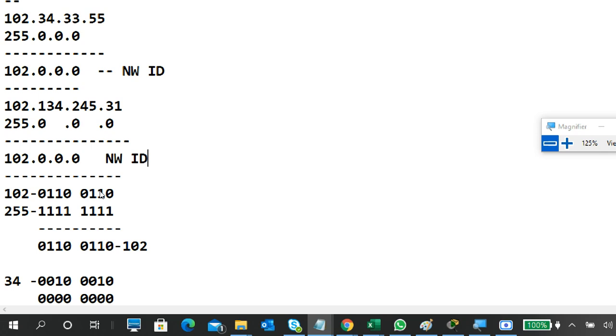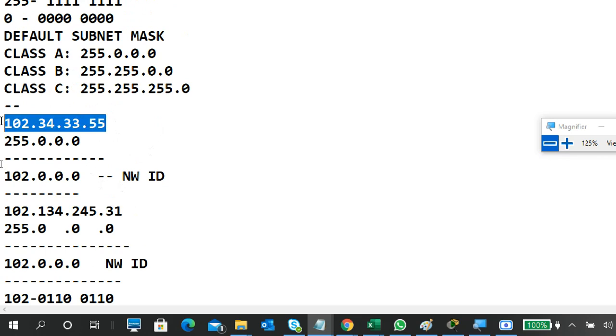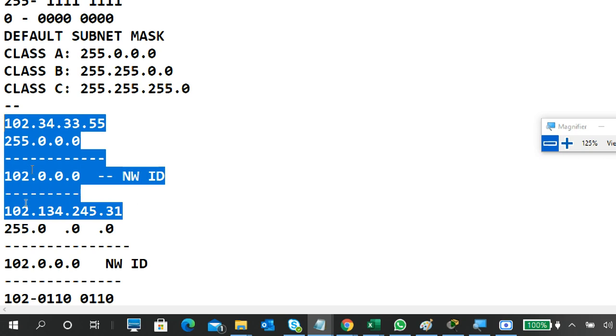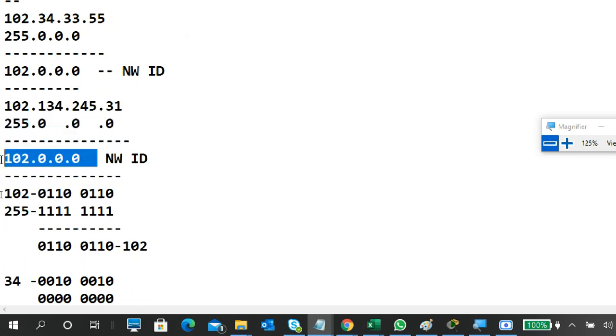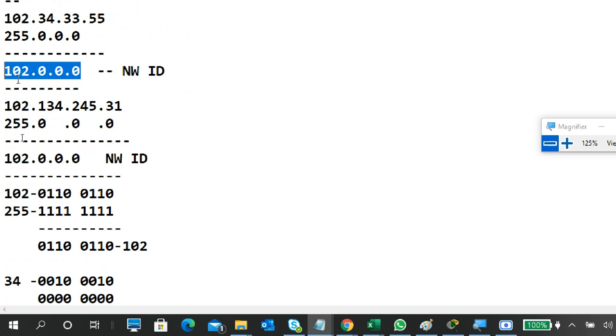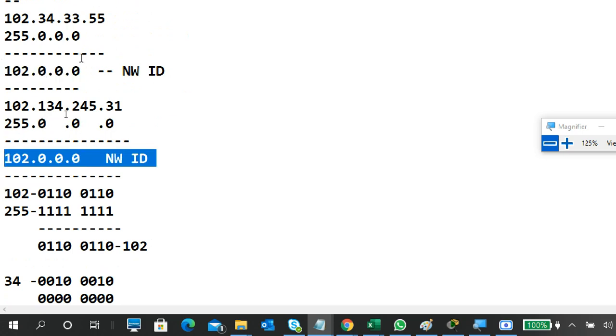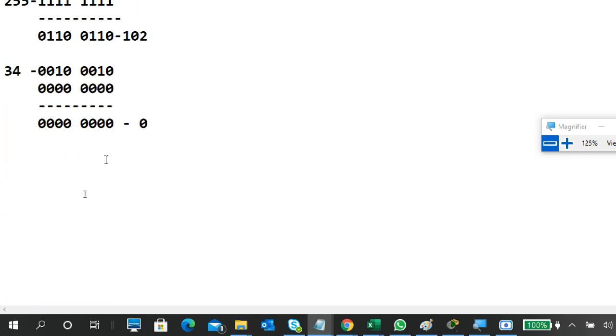So both systems having the same network ID, we can say both are in the same network only, though they look like different IP addresses. See, it is 34, it is 134. Immediately we think maybe it is a different network, but this is the network portion and this is the subnet mask. When you calculate network IDs, if both network IDs are the same, they will communicate with each other.